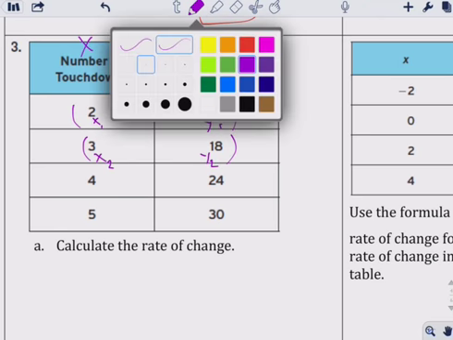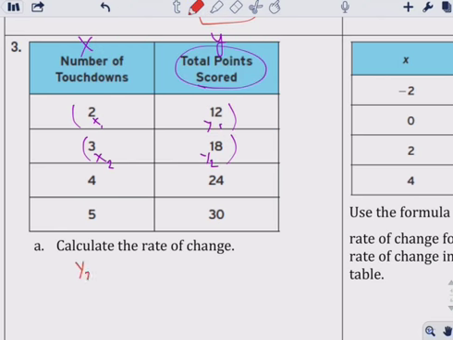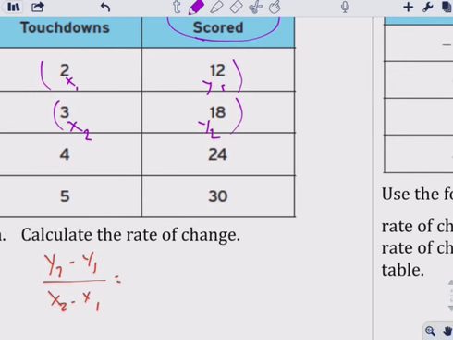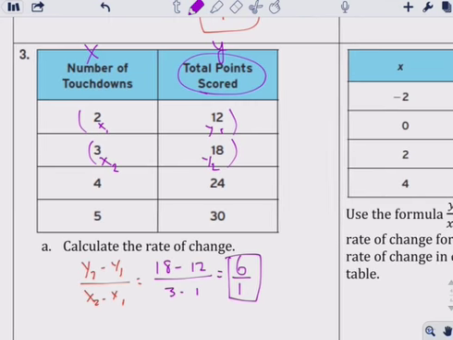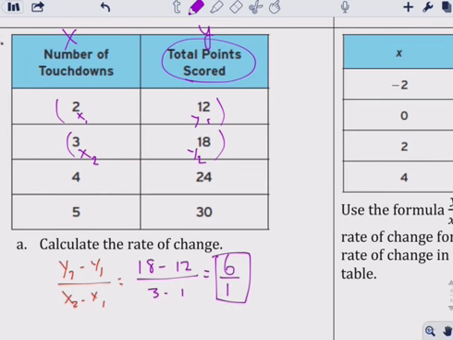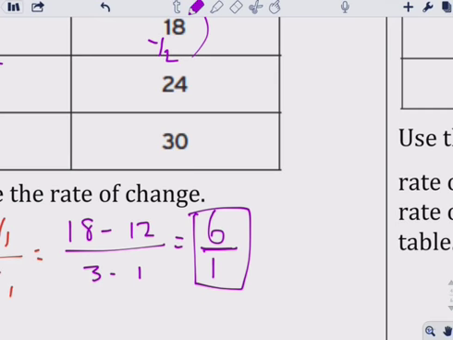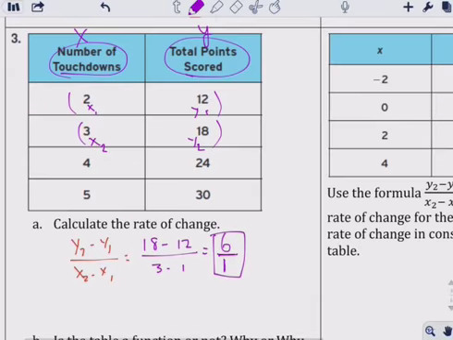Okay, we use the formula y2 minus y1 over x2 minus x1. It's crucial that you do that. So that gives you 18 minus 12 over 3 minus 1. Oh, this is already in a unit rate. Rate of change is also the unit rate. So 6 points for 1 touchdown. That's true. 6 points for every touchdown.